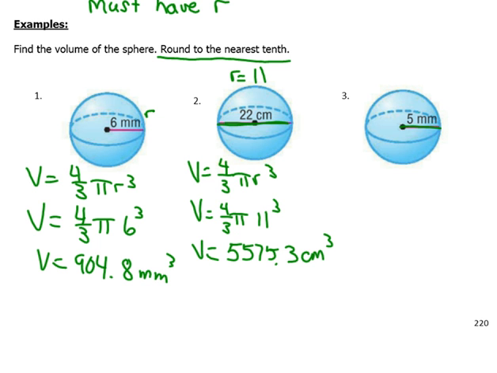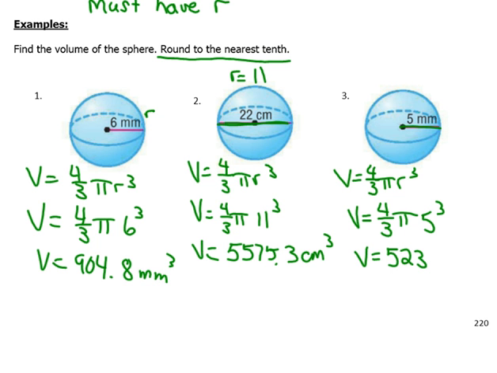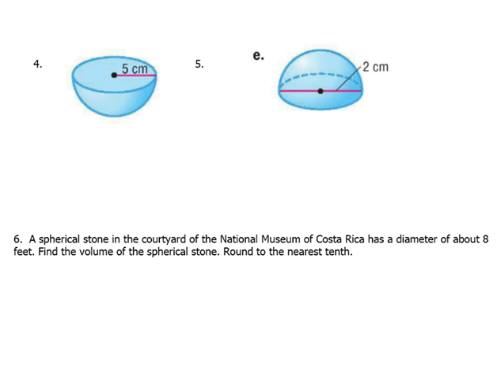Okay, number 3, same thing. This time they gave me a radius. So volume equals 4/3 pi r cubed. Fill in my numbers. Radius is 5. Put it in my calculator. Now, for those of you that are using your phone as a calculator, in order to do the 4/3, you would multiply by 4 and divide by 3. So 523.6 millimeters cubed.